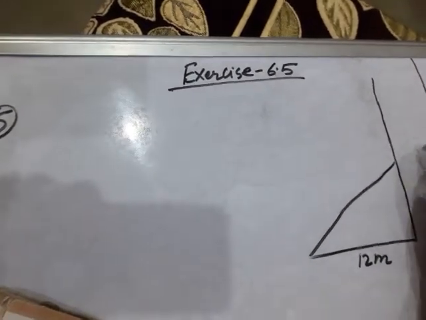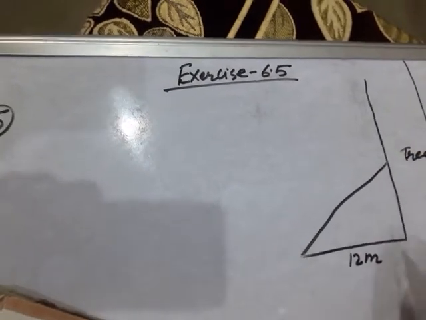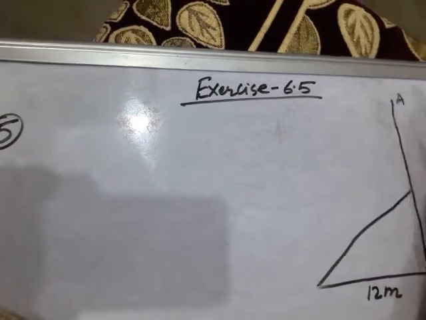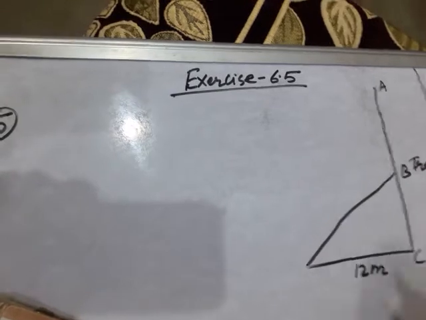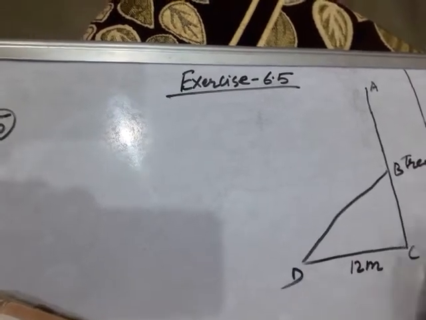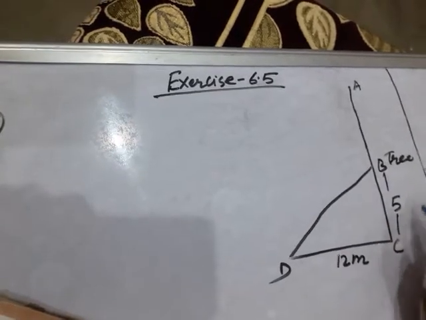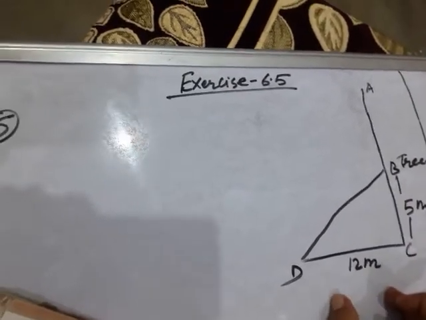This is your tree total. Clear? Let it be A here. This is A. This is B. This is C. This is D. Here this is height 5 up to here. This height is 5 meter, and this is 12 meter.